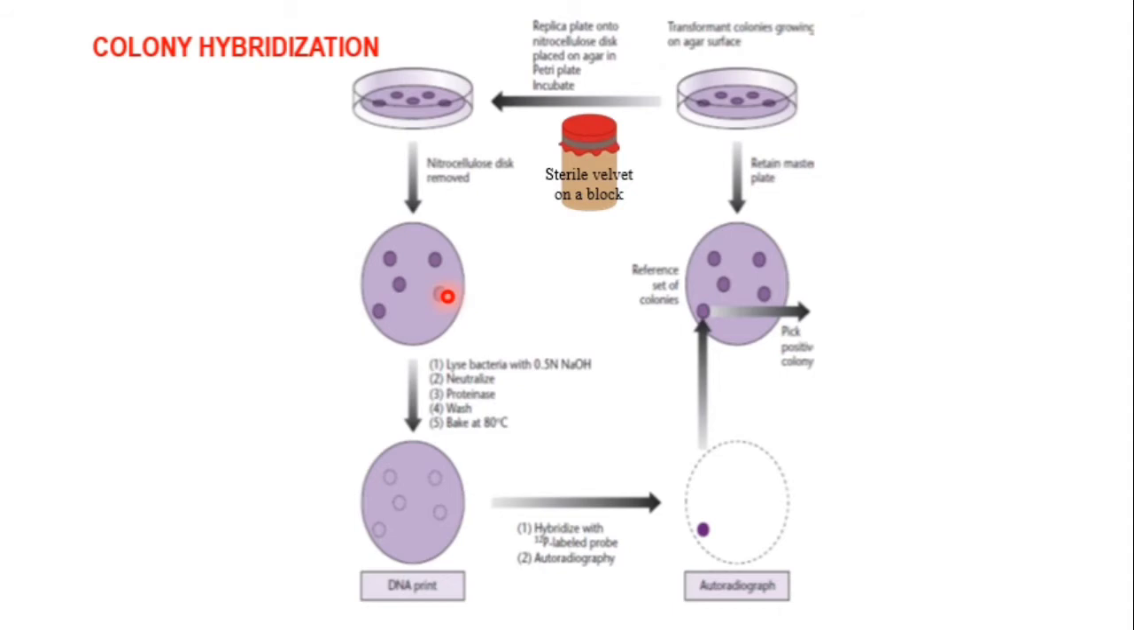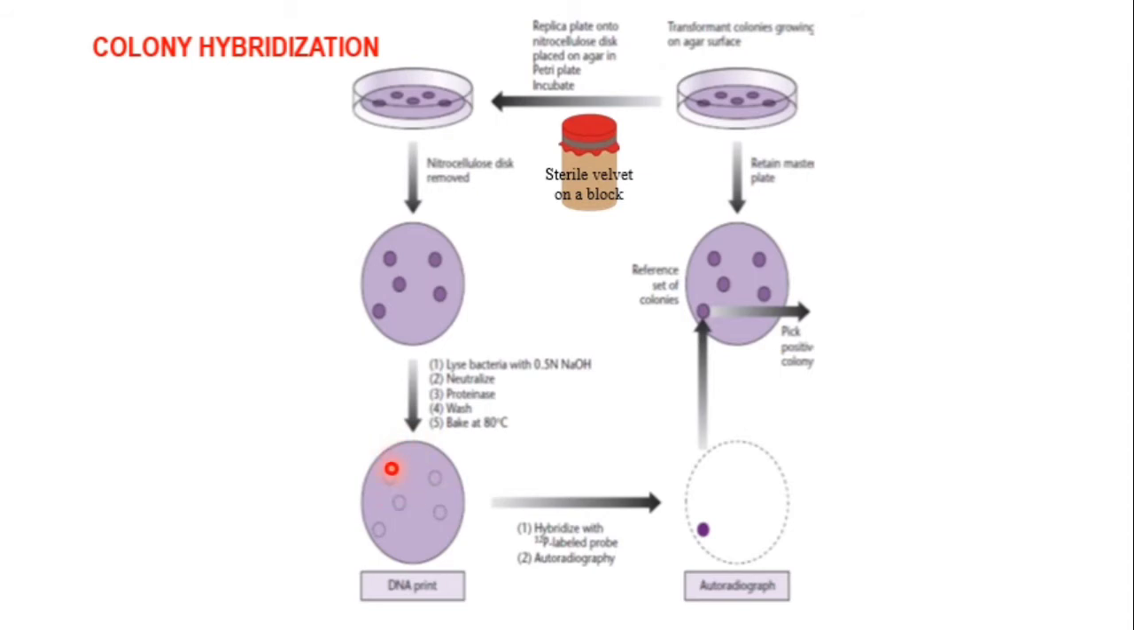Okay, and after that we now have this plate with only DNA bound on this nitrocellulose membrane. These are the colonies that we treated with NaOH and protease, and baked at 80 degrees Celsius. After washing, we'll get a nitrocellulose membrane with only DNA.